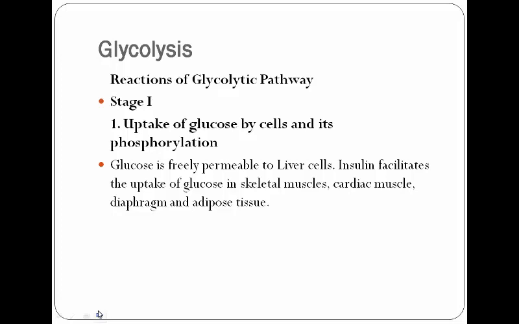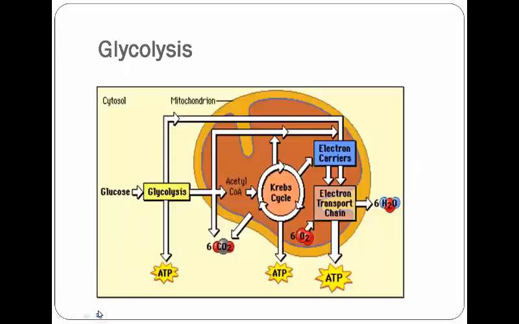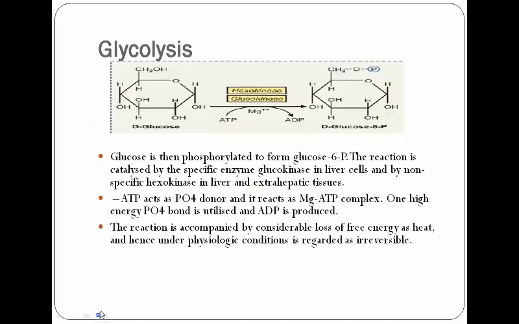Glucose is freely permeable to liver cells, and insulin facilitates the uptake of glucose in skeletal muscle, cardiac muscle, diaphragm and adipose tissue. This glycolysis occurs in the cytosol of cells. So in the first reaction, phosphorylation occurs after the uptake of glucose.